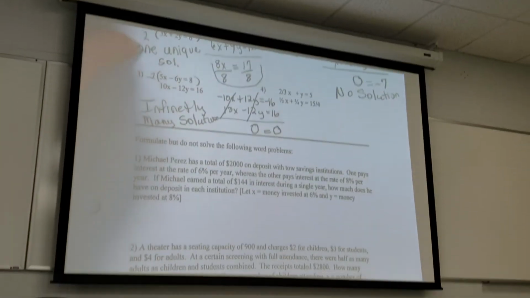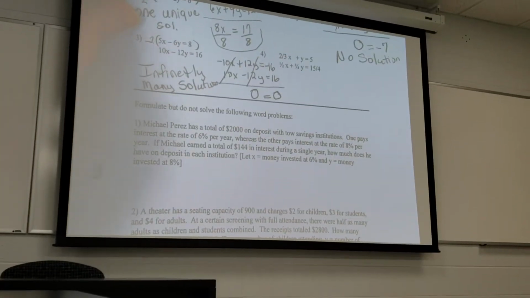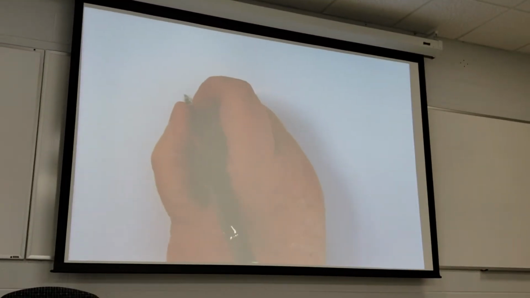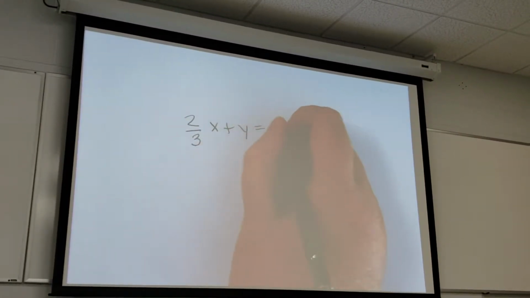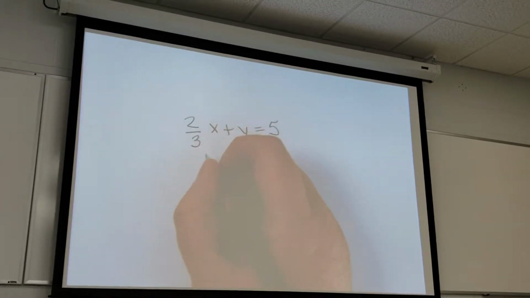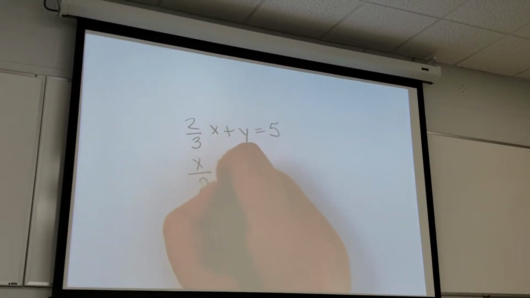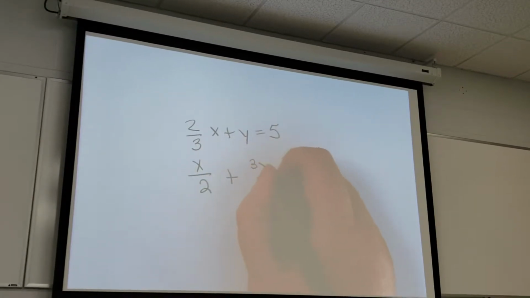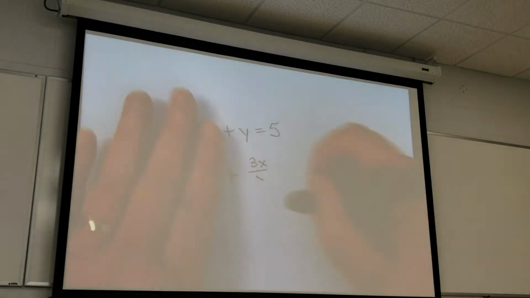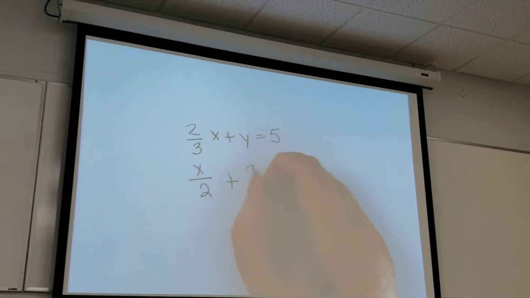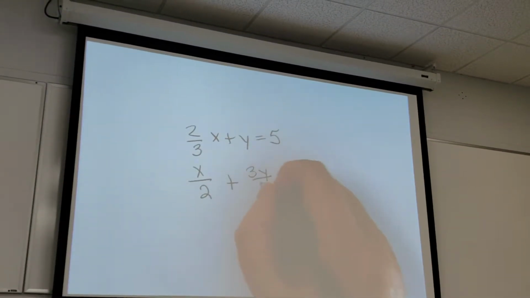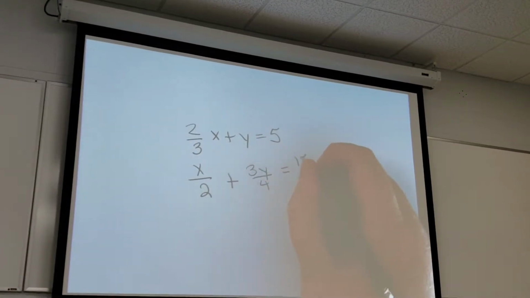So, number 4, it says, oh, good at fractions. I'm going to rewrite it. It will be 2/3 x plus y equal to 5. And I'm just going to write it as x over 2 plus 3y over 4 is equal to 15.